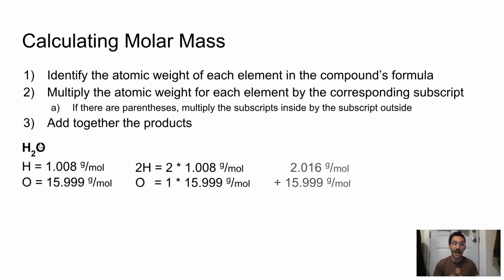Cool. And so then I'm just going to add together the results of those products. And so that will give me my molar mass. This tells me that if I have 1 mole, or 6.022 times 10 to the 23rd, water molecules, they should weigh 18.015 grams. Neat. Let's look at another example with parentheses, just to see how we're going to deal with that.